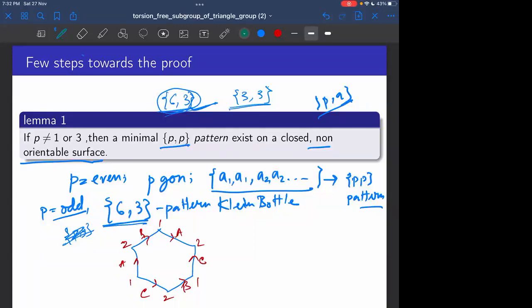So for this, I just insert the edge here and add the cross caps in here. Since P is odd, P minus 3 is even, so it will divide by 2, and here I just add P minus 5 divided by 2. So we also take this as an edge and this as an edge.